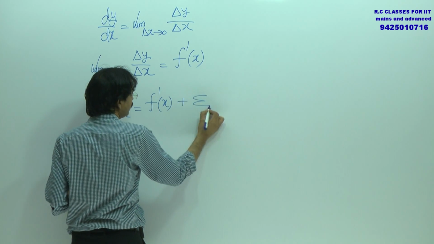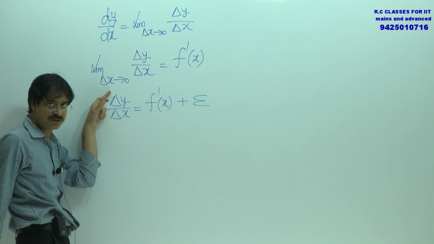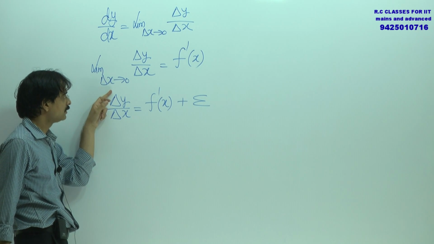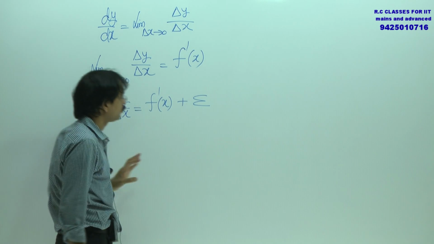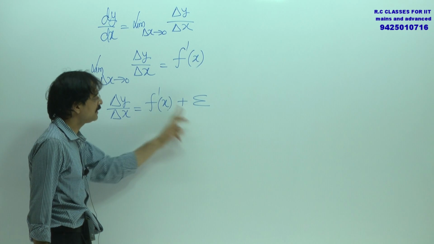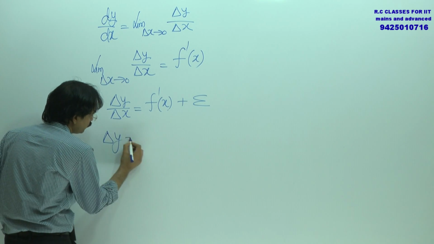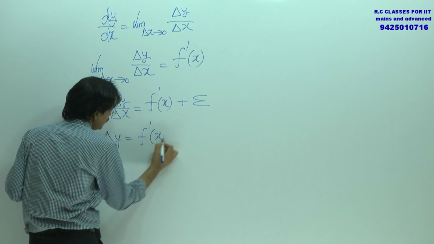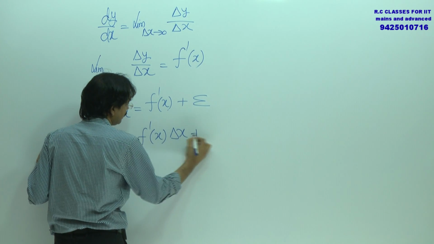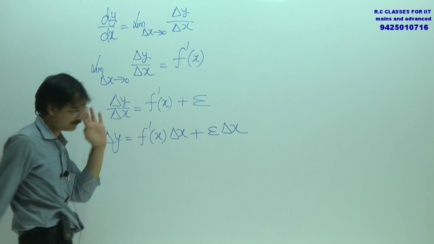At the same time, delta y by delta x can also be written as f dash x plus some small value, small epsilon value. It is epsilon because limit delta x tends to 0, when delta x is coming closer to 0. If it is not like that, then delta y by delta x is equals to f dash x plus some small value there. So that delta y is equals to f dash x into delta x plus this epsilon into this delta x.